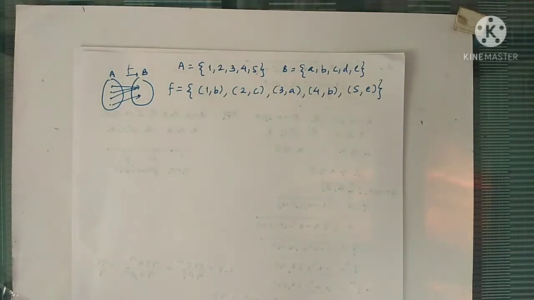Let's identify the type of this function. Set A is given: 1, 2, 3, 4, 5. Set B is a, b, c, d, e. Now, without using the arrow diagram, let's find out.